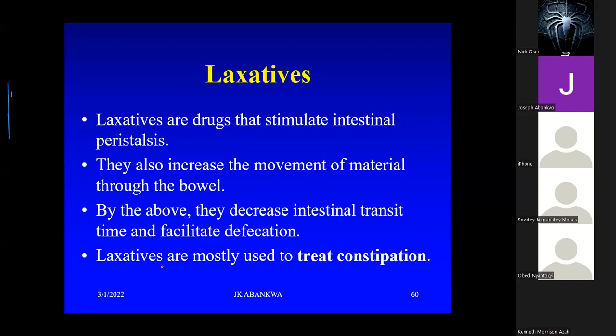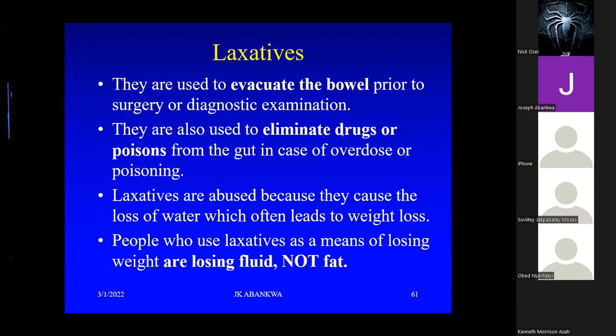Here, laxative is different. They are mostly used to treat constipation because of their ability to stimulate intestinal peristalsis. So they are used to evacuate the bowel prior to surgery or diagnostic examination. Before surgery, the doctor has to clear all nasty things from your intestine, and they would administer laxative so that they don't see anything strange. Otherwise, they can even collapse.